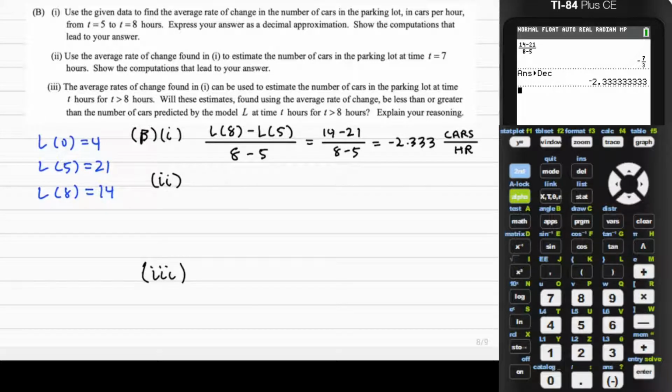Okay, so I'm going to say that the number at 7 is going to be approximately equal to the number that there was at 5. So that would be 21 plus the average rate of change, so -2.333 cars per hour, times the number of hours that had elapsed between t equals 5 and t equals 7, right? Okay, 2 hours had passed, so I would expect us to have lost 4.666 cars.